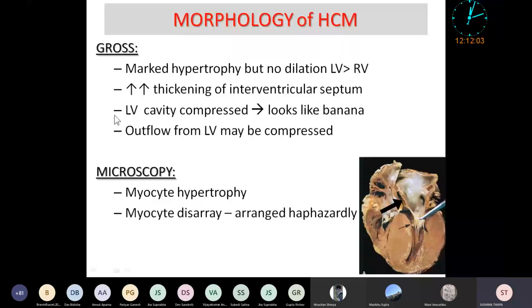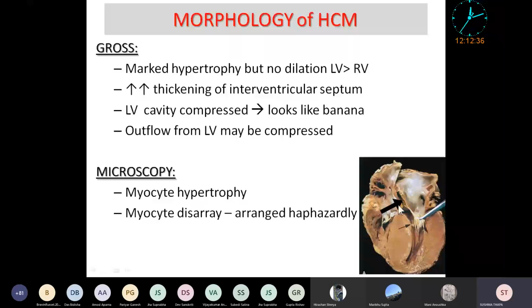You can see this is the cavity in this picture. This is a gross picture, a cut section. You can see the hypertrophic muscle is there. Cardiac muscles are enlarged and thickened, which is known as hypertrophy. And you can see this ventricular chamber is compressed because of the hypertrophied wall. So it looks like a banana shape, which is very characteristic and peculiar. And the outflow from the left ventricle is also compressed.